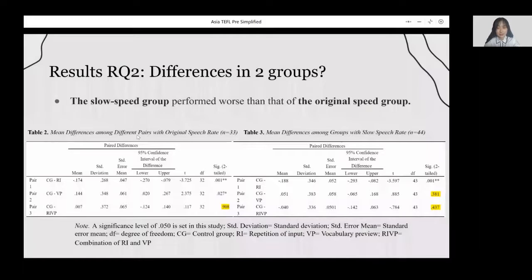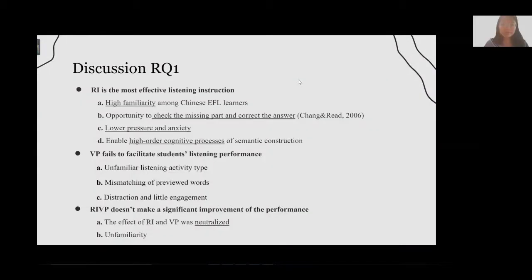Addressing the second research question, based on the mean and significance level, we found that the slow speed group performance is worse than the original speed group, and these are our results. After talking about the results, let's go to the discussion part.